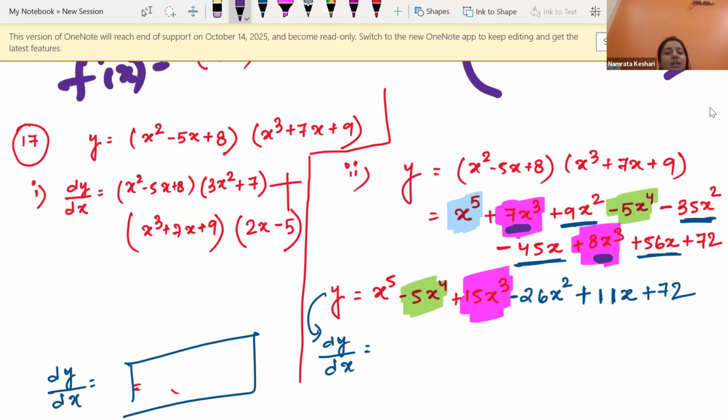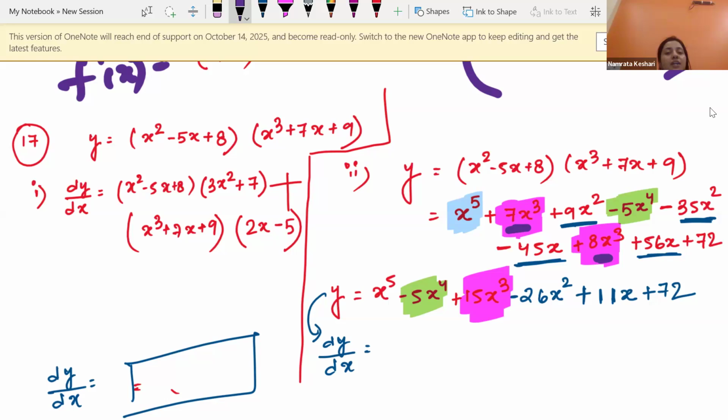Read the question. It says, given this function, find the derivative of the given function. The first part is by using the product rule. The second part is by multiplying, expanding the product to obtain a single polynomial. So that means first multiply and get a single polynomial and then do the derivative.